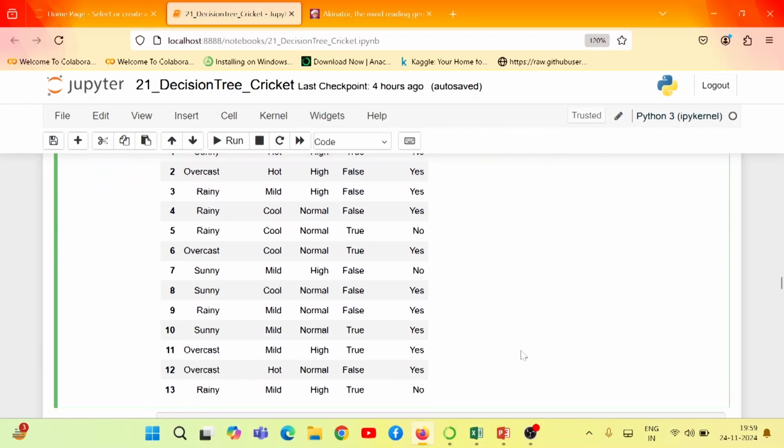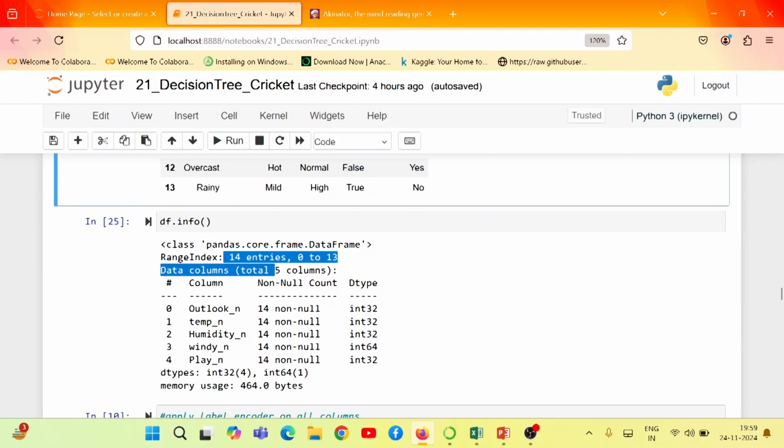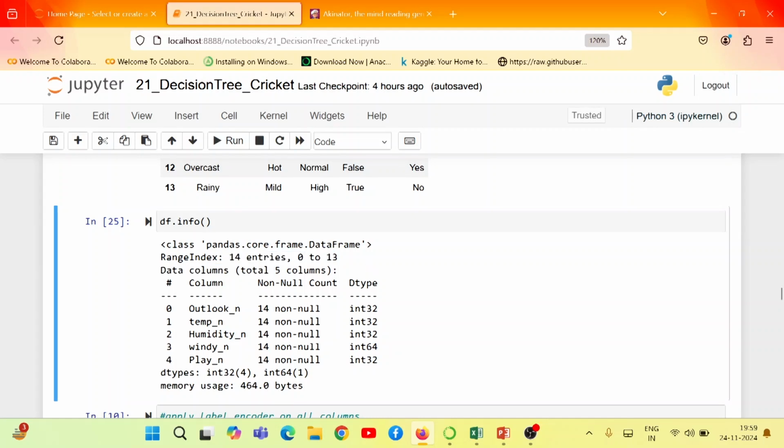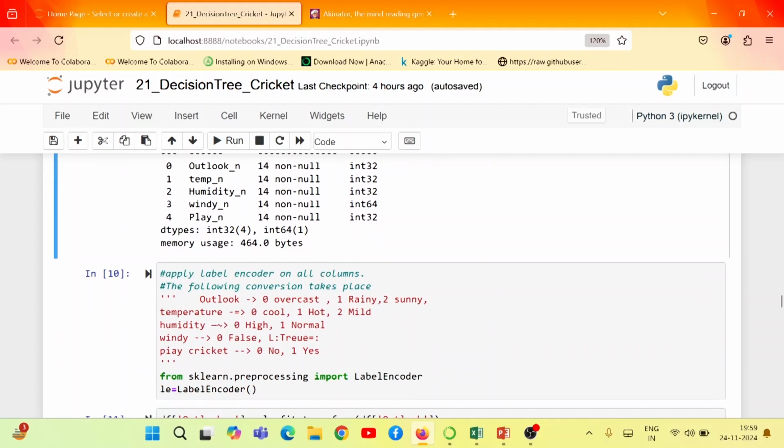So this is our data. Here we have a total of 14 entries and 5 columns in total. This is the integer type. Now, as we have seen, all this data is text or strings, so we have to use the label encoder.